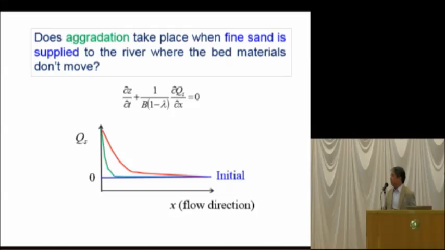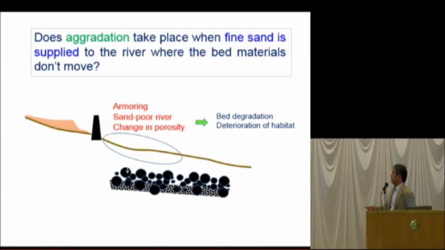But this is an example of an actual river situation. This is a reservoir, and reservoir sedimentation is developing here. In the downstream of the reservoir, armoring is probably developing, and it is a kind of sand-poor river. And the porosity of the bed material changes very much. As a result, bed degradation takes place, and the deterioration of habitat is one of the big problems. This situation is like this.